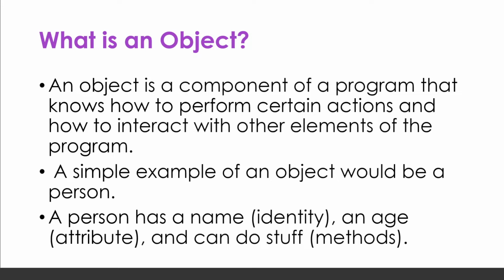Right? So we all have different identities, we all have different names, we all have different attributes. We all have different hair color, eye color, skin color, height, weight, all these different attributes that are different. We're still people, right? We're still objects of the person class. We're all still persons. But we have different attributes, we have different identities, but we can do different stuff, right? We can have different things that we can perform.